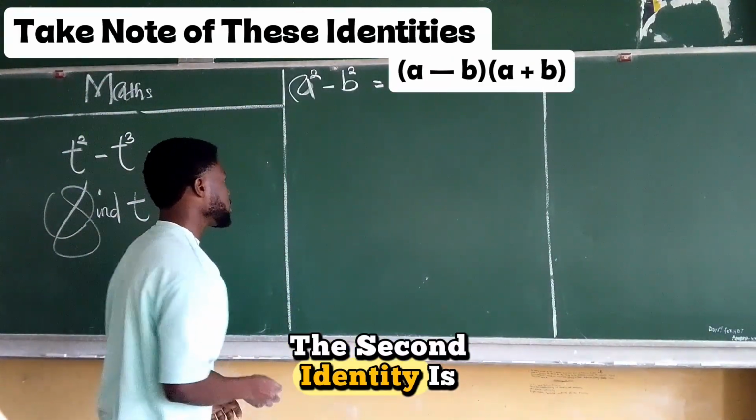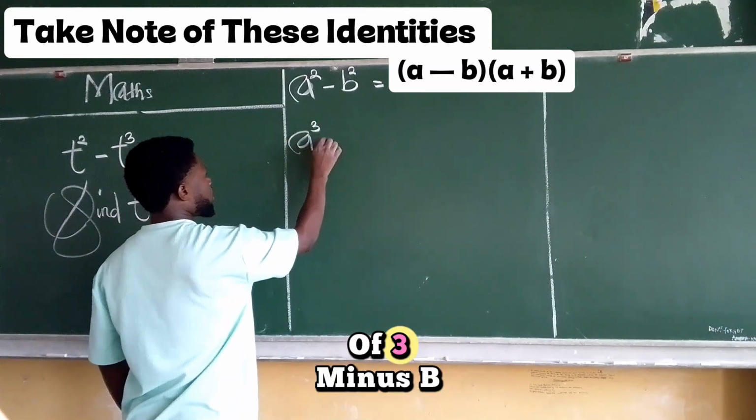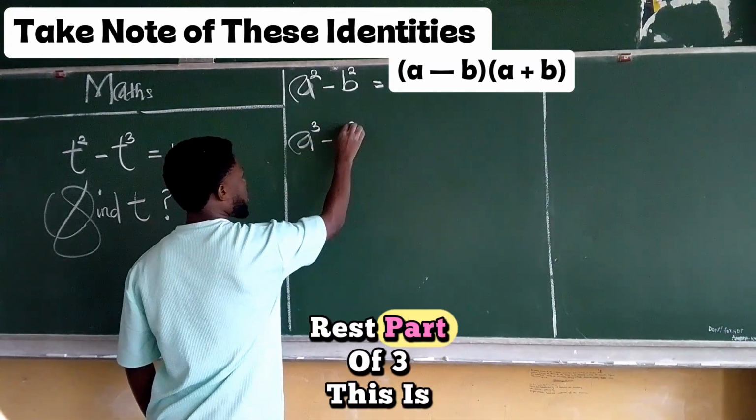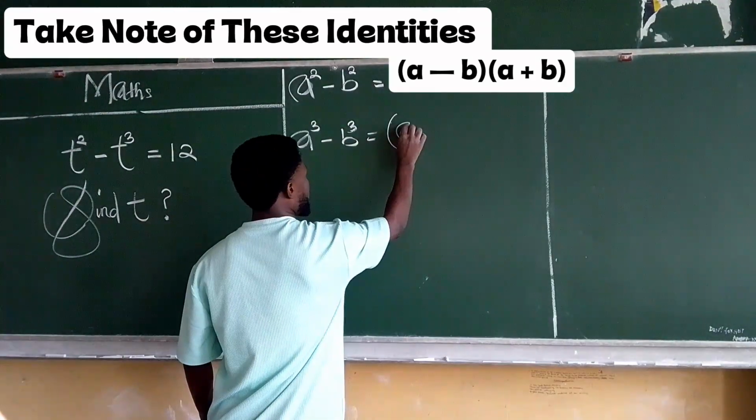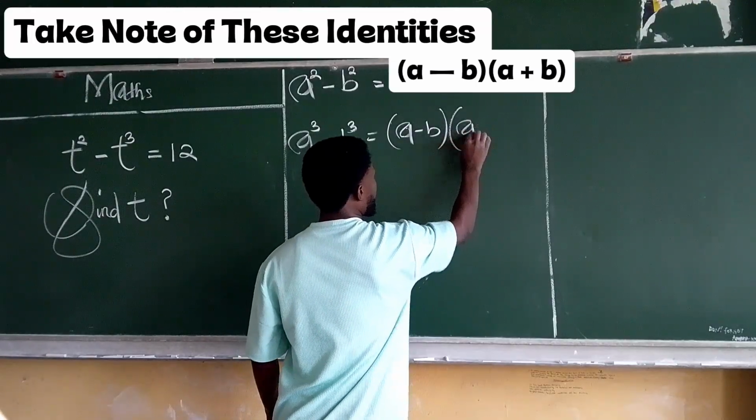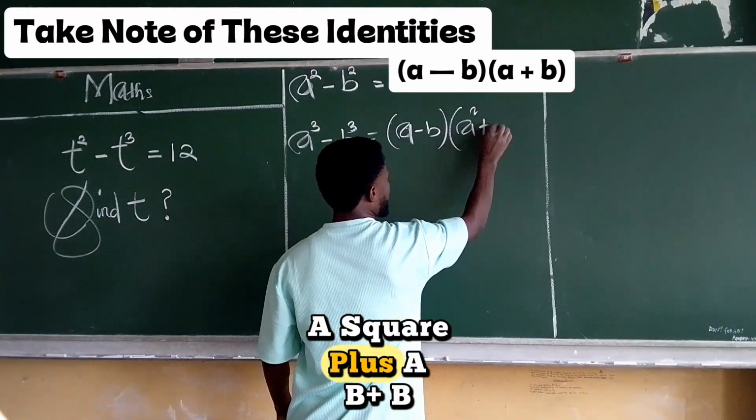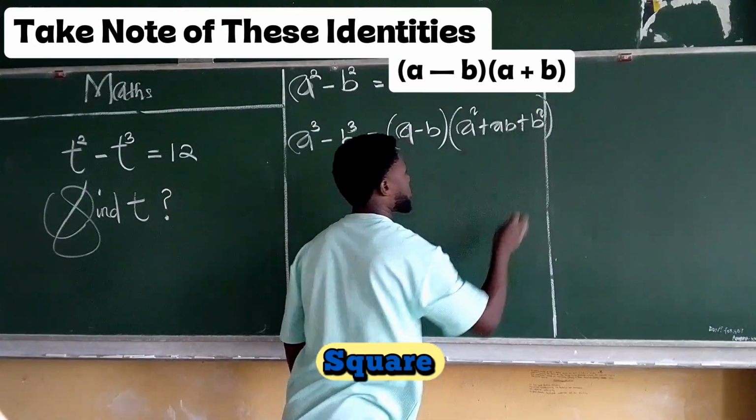The second identity is if I have a raised to the power of 3 minus b raised to the power of 3, this is the same as (a minus b)(a squared plus ab plus b squared).